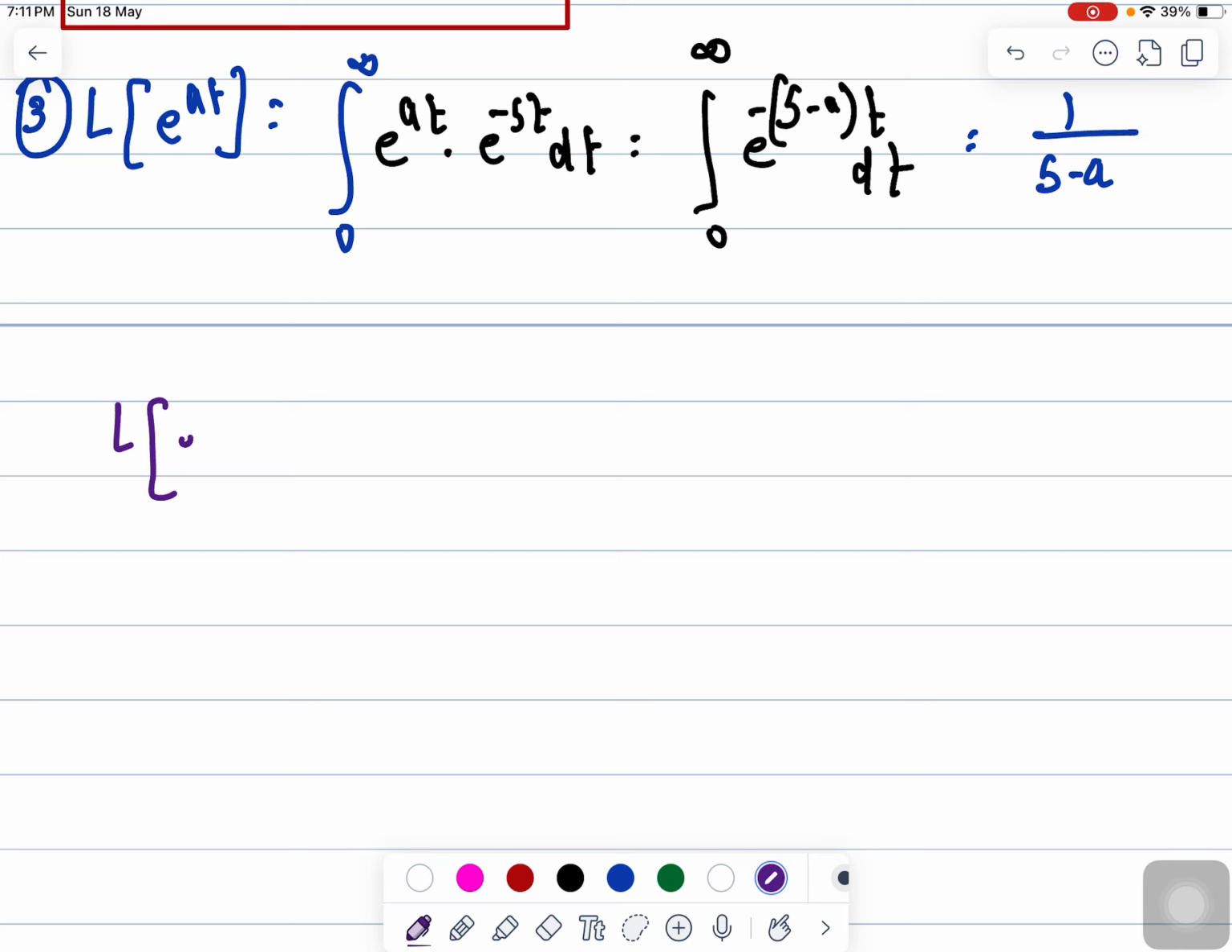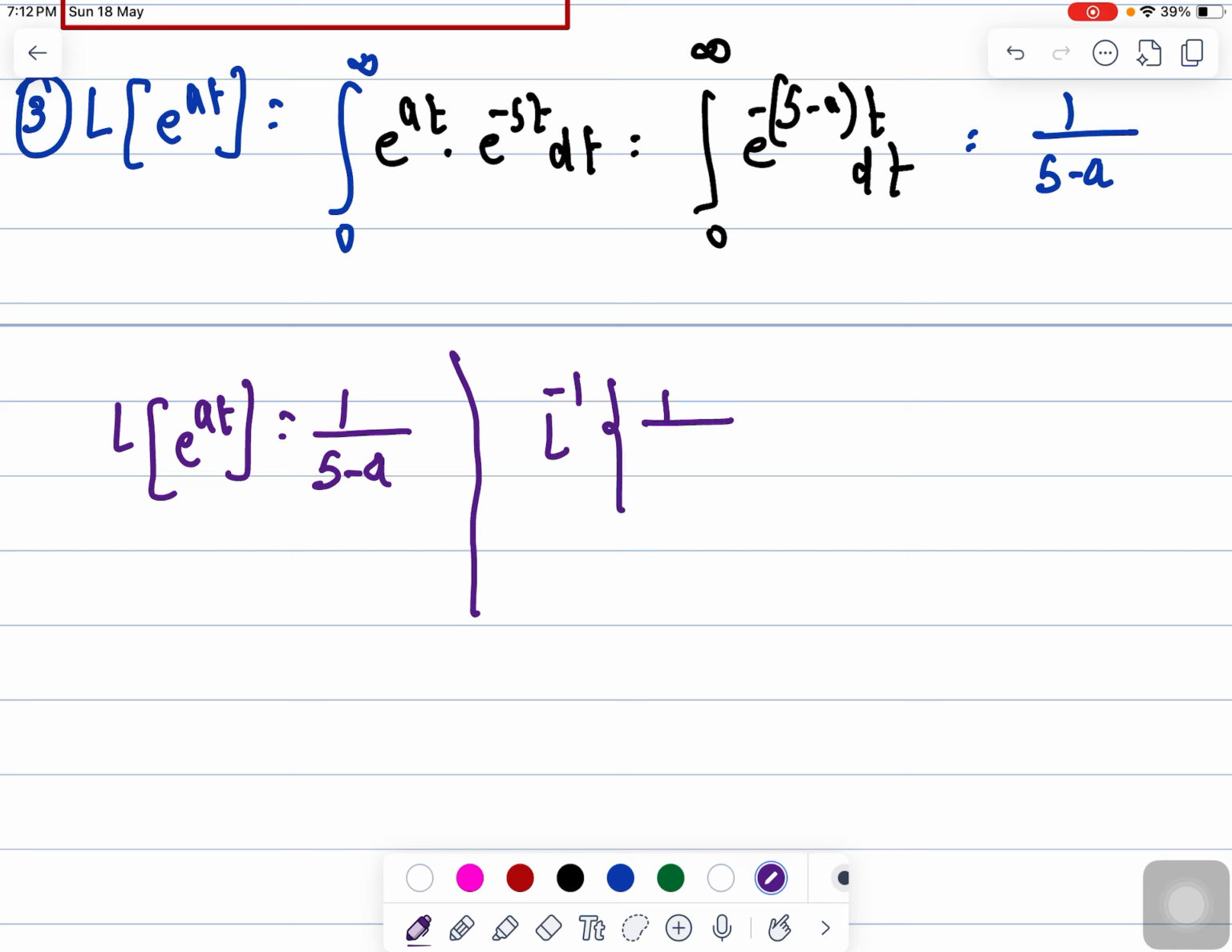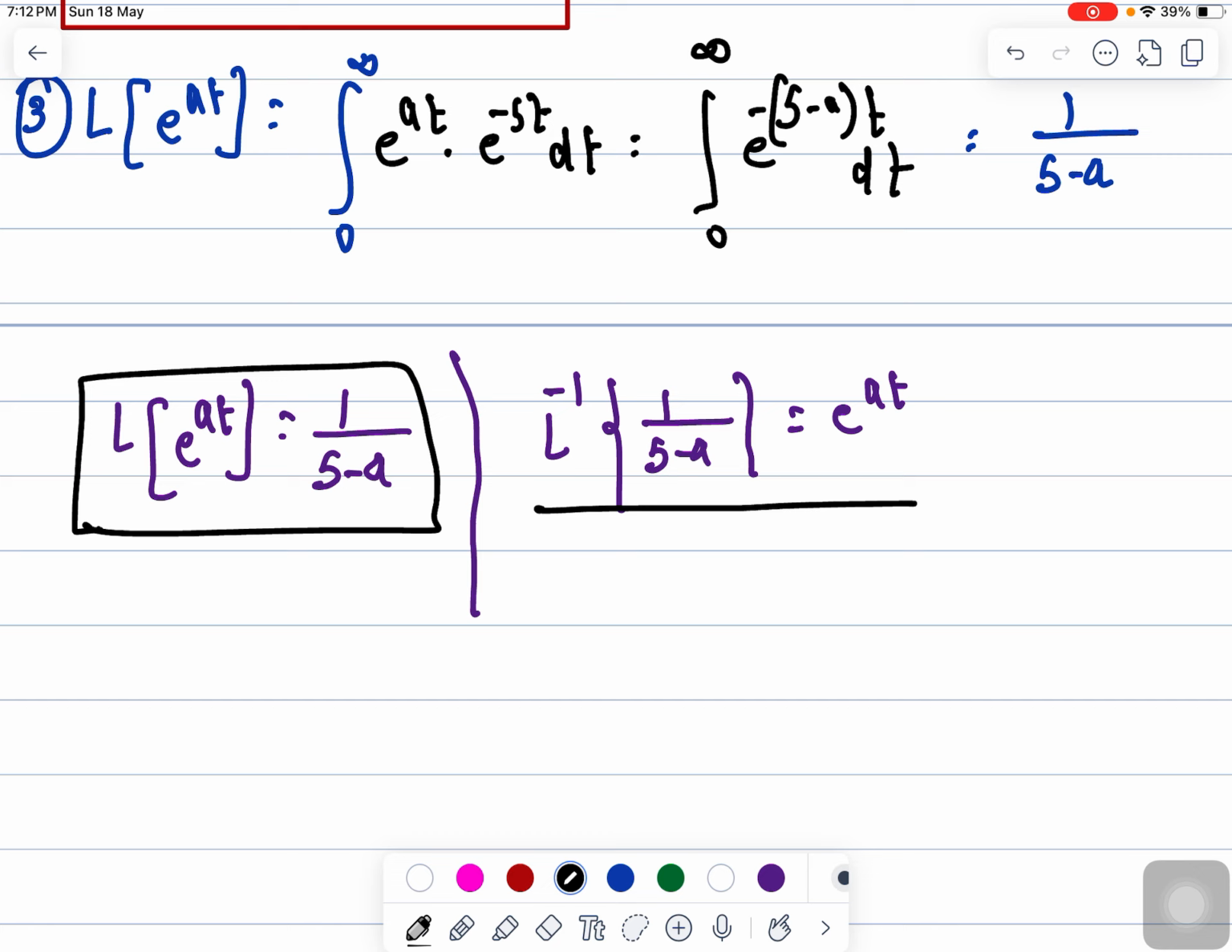So finally you have got Laplace of e to the power at equals 1 upon s minus a. But here if I want to write Laplace inverse of 1 upon s minus a, that will be equal to e to the power at. So parallelly you have to do Laplace inverse as well as Laplace transform both. Once you know the Laplace transform, you must be knowing the Laplace inverse.